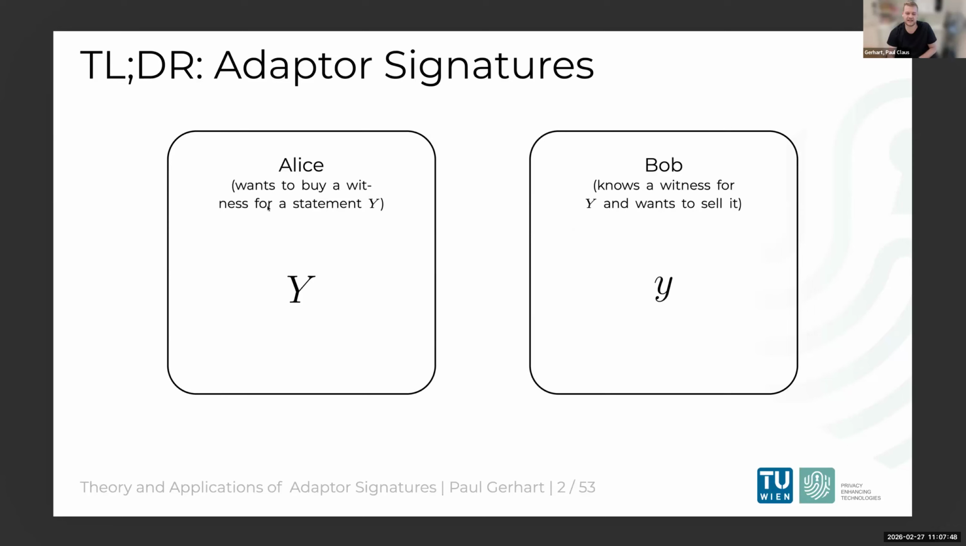For the next, I guess, 45 minutes, I will talk about a problem which is really easy to describe, but kind of hard to solve. The problem is the following. Imagine you have two parties, Alice and Bob. Alice knows an NP statement, big Y, and she's really curious about the witness for the statement. And then there's Bob. Bob knows a witness, which is good, and he actually wants to sell this witness to Alice. This problem seems not too tough, but we have the following problem.